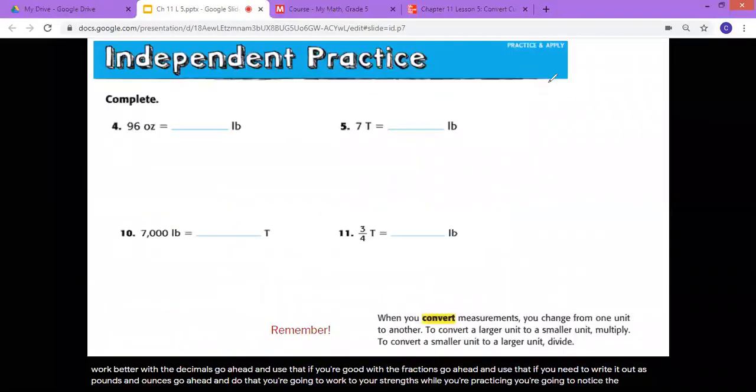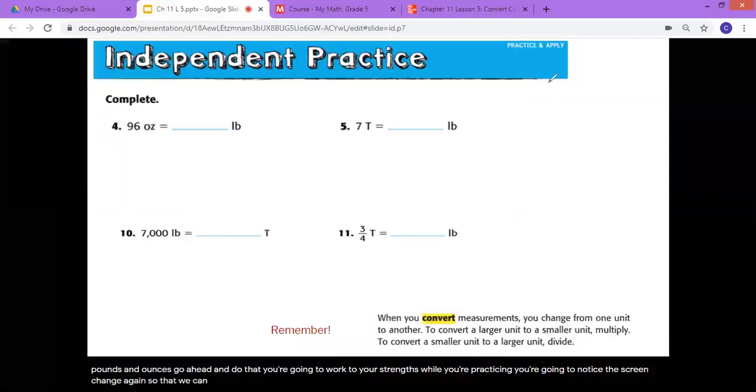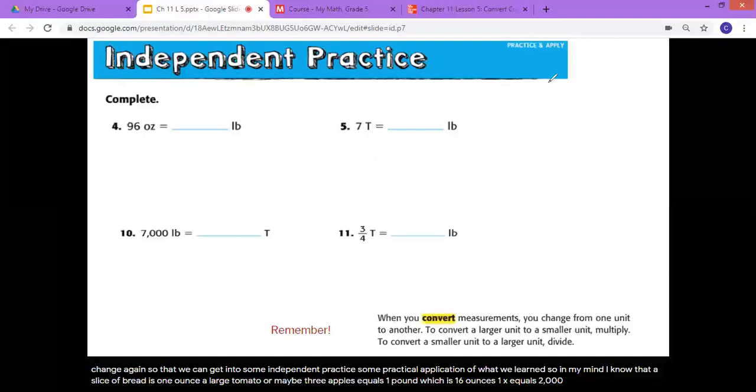You're going to notice the screen change again so that we can get into some independent practice, some practical application of what we learned. So, in my mind, I know that a slice of bread is 1 ounce, a large tomato or maybe 3 apples equals 1 pound, which is 16 ounces. 1 ton equals 2,000 pounds, and 2,000 pounds equals 1 ton.